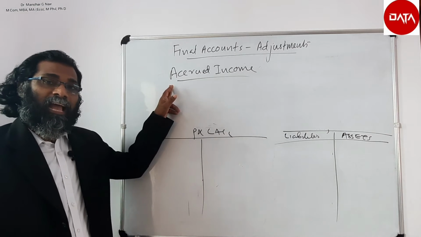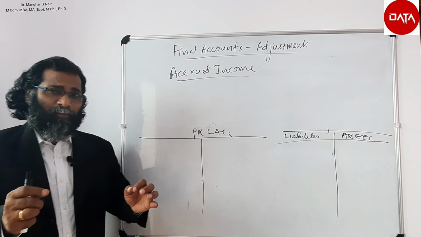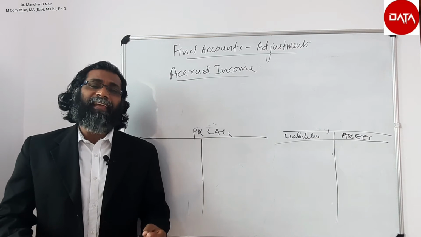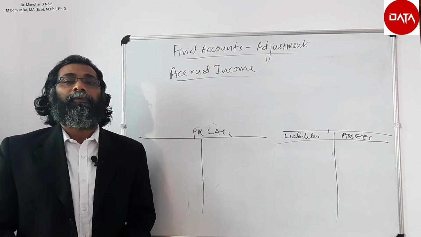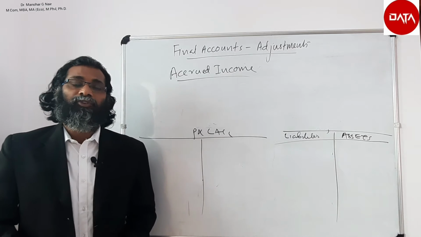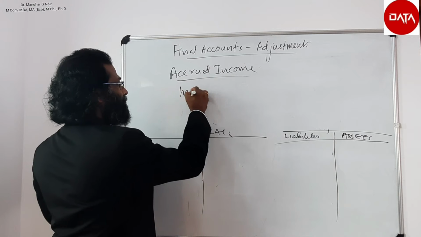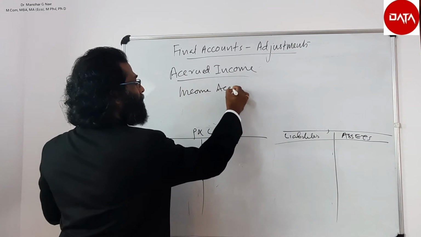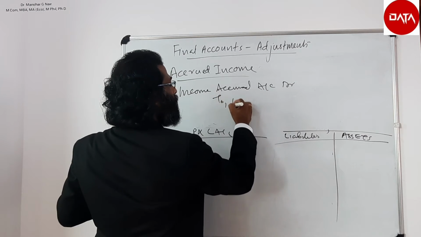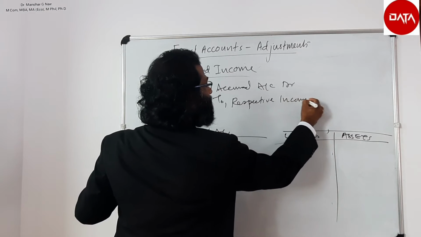Next one is accrued income. Accrued income means income is due but not received. So it is to be taken into the books of account and added along with the respective income. So the adjusting entry is income accrued account debit to respective income account.